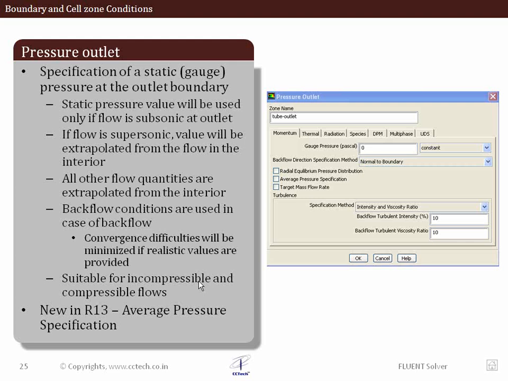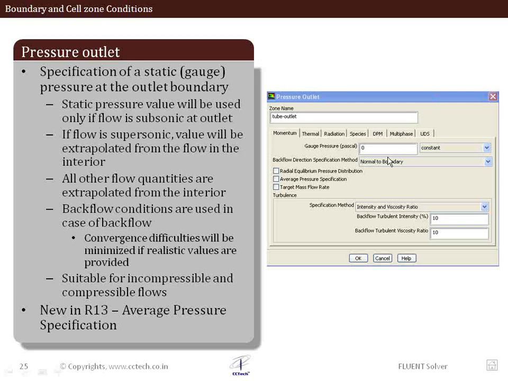Now let's move on to the outlet kind of boundaries. Let's look at the pressure outlet boundary. This basically specifies the static pressure at the outlet. There is something new coming up in ANSYS release 13: we have the flexibility to specify an average pressure specification of the static pressure. So at the outlet boundary, it's not zero pressure everywhere on the face, but it's averaged over the whole surface. You can have the average pressure specification of whatever value you specify.